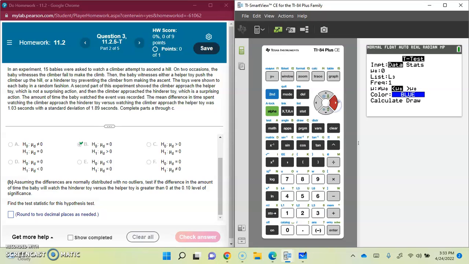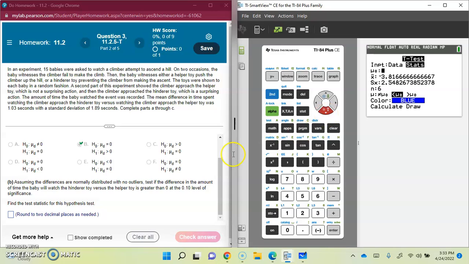And in this question, no data is given, stats are given. So you need to first highlight the stats. Mu naught is 0. Mu naught is this right-hand side value, that is 0. X bar is given in the question as 1.03 seconds, so you need to write 1.03. Standard deviation is given as 1.89. Number of babies is 15, so sample size is 15. And we are testing more than 0, so you need to highlight the more than value and then press calculate.